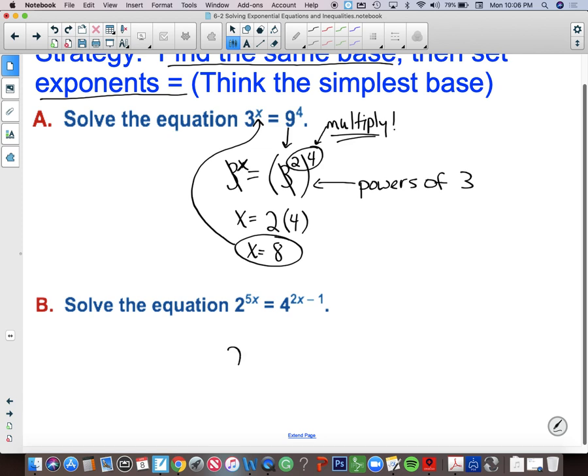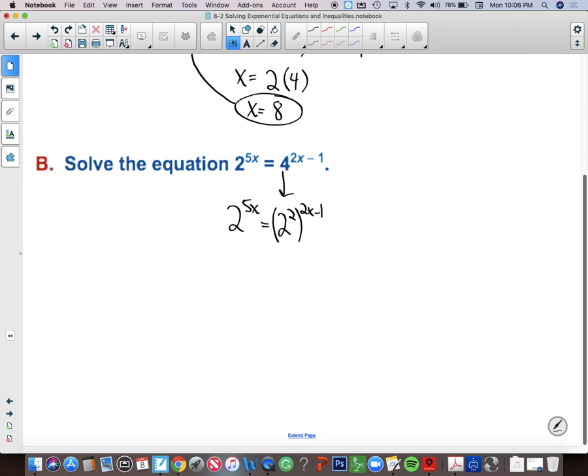So this is what you should have written down. With 2 to the 5x, I can't break that down anymore, so I leave it. 4, I'm going to break down into 2 squared. 2 squared is the same thing as 4. And then I have that 2x minus 1 floating around up there still. So from there, I can forget about the base and just multiply the exponents. So I get 5x on the left, and I'll have 2 times the 2x minus 1 on the right. So then we can solve there.